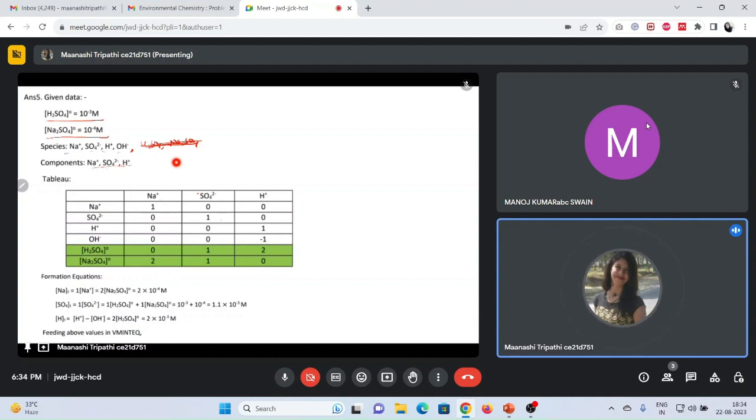This is how we will prepare it. This was taught in week 2 also. So how much sodium do we have now? 2 into 10 raised to power minus 4.